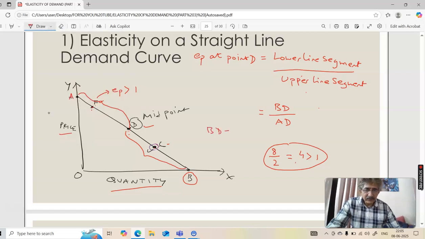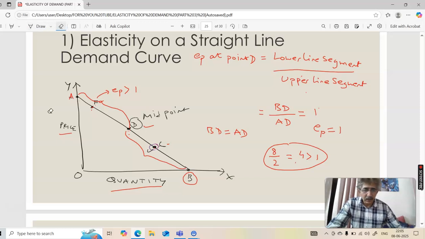BD is equal to AD. Okay, what will happen in this case when the numerator and denominator are the same? The answer will be 1. So what do we conclude? That at the midpoint of a demand curve, in such a demand curve, the price elasticity of demand is 1. We call it unitary elastic demand. I hope this is clear.